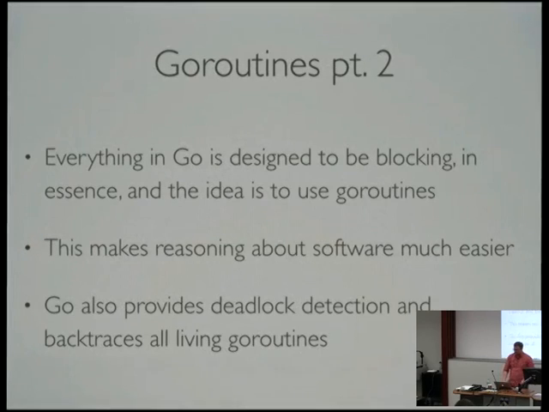Which we will cover. So Go routines, more details. Everything in Go is designed to be blocking. Pretty much all of the standard library functions, your accept, listen, read, write, are blocking functions. In my opinion, this makes software a lot easier to reason about. Non-blocking code can be really fiddly to write. You get a lot of race conditions, and problems where you have to worry about the state of memory and things going on in your program. But with blocking code, you call read, and either it returns an error, something failed, or it returns some data. It's a lot simpler.